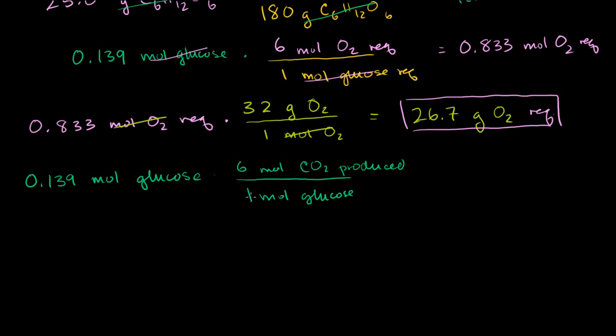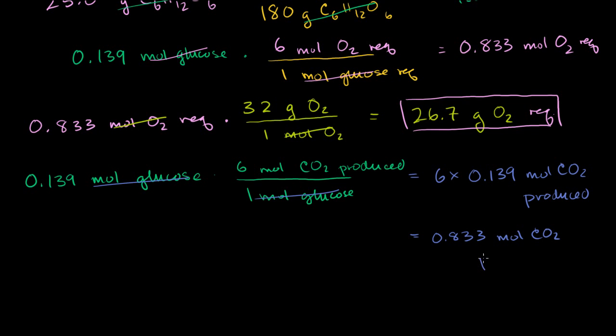And I wrote it this way instead of 1 over 6 because I wanted to cancel out with the moles of glucose. Moles of glucose in the numerator, moles of glucose in the denominator. So that cancels out with that. And this is going to be equal to 6 times 0.139 moles of CO2 produced. And we know what that is. We already multiplied 6 times 0.139 before. This is going to be equal to 0.833 moles of CO2 produced. We've already done that calculation.